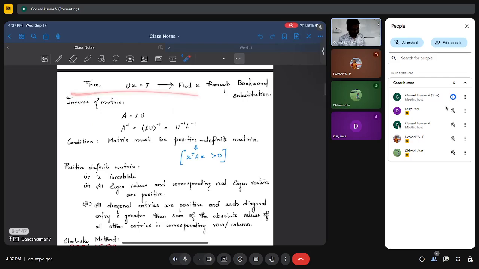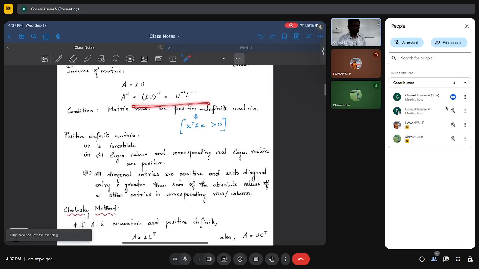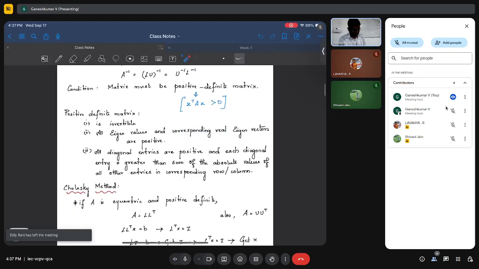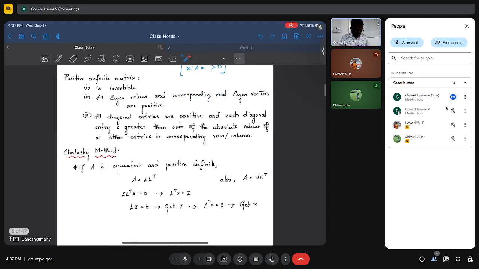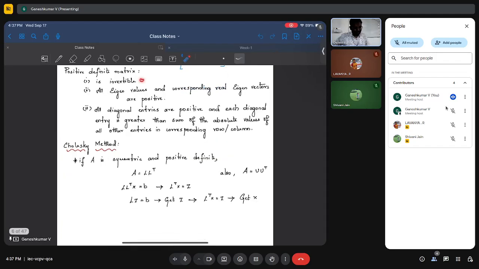This can also be used for the inverse of a matrix. For this to be done, it has to be a positive definite matrix, which means X transpose AX should always be greater than 0. A positive definite matrix is invertible, and all eigenvalues and corresponding eigenvectors are positive, and all diagonal entries are positive, and each diagonal entry is greater than the sum of absolute values of all the other entries in the corresponding row or column.